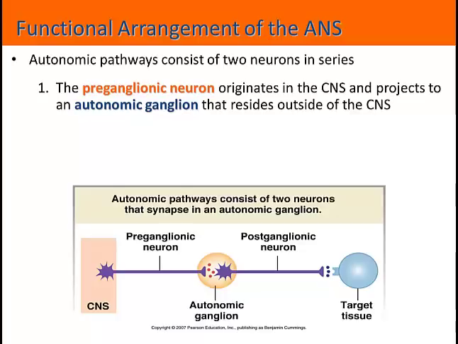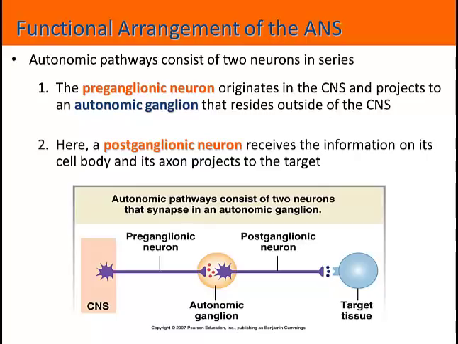A ganglion is a group of neurons, and so at that ganglion there will be cell bodies for a second neuron, or a postganglionic neuron, that will receive that information from the preganglionic neuron. That neuron itself projects towards the target tissue, ultimately communicating with the target to change some body function.